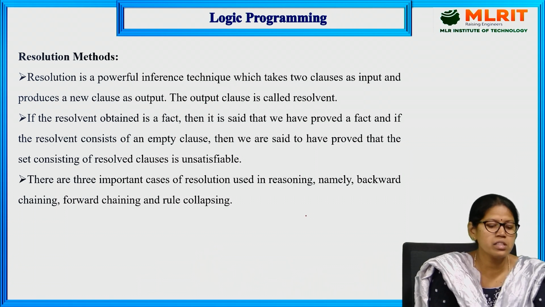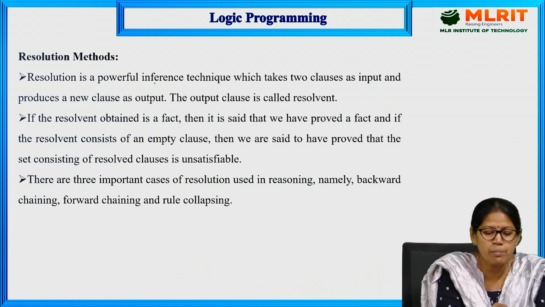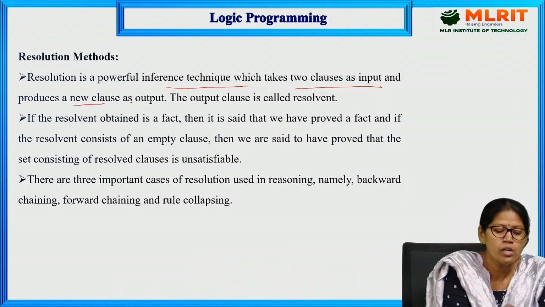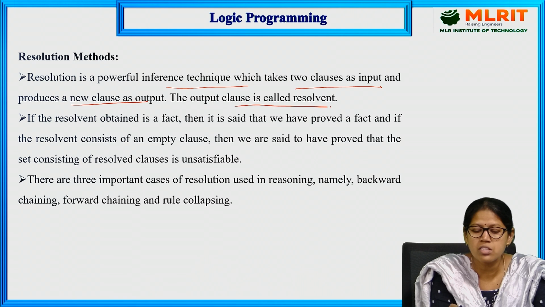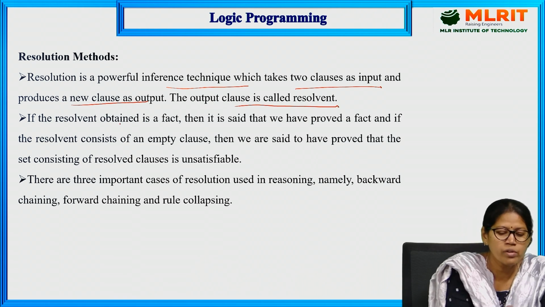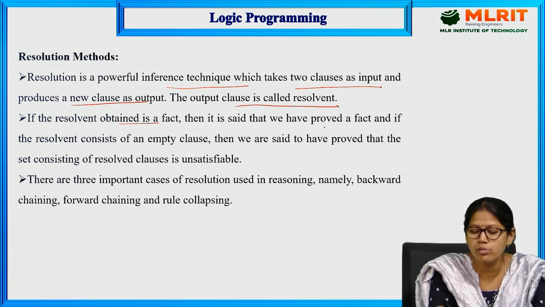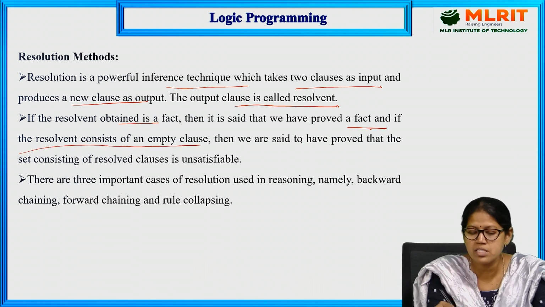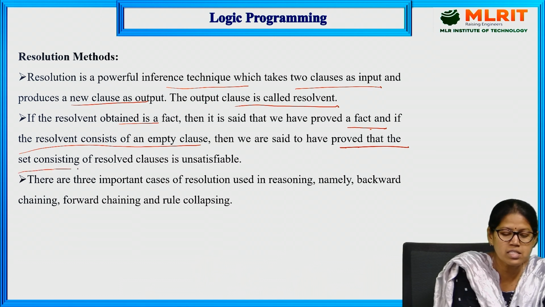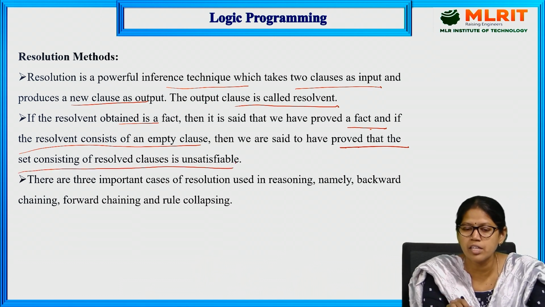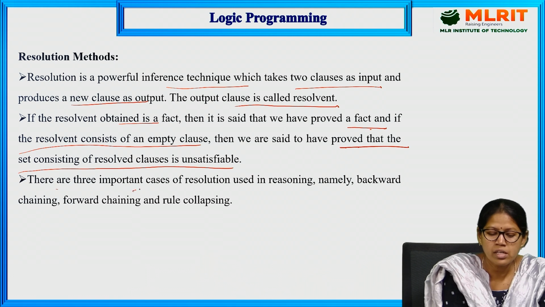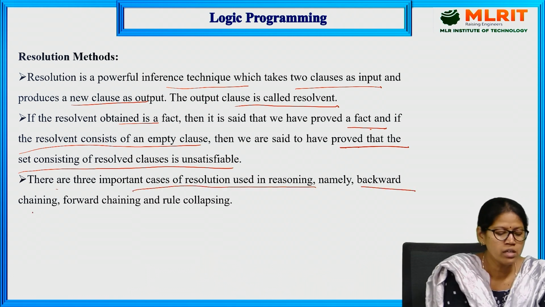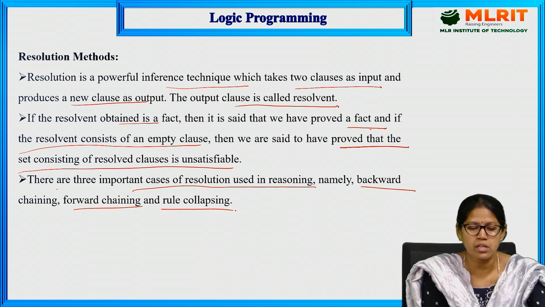Okay, let's see the resolution methods. Resolution is a powerful inference technique which takes two clauses as input and gives a new clause as the output. The output clause is called a resolvent. If the resolvent obtained is a fact, then we have proved a fact. And if the resolvent is an empty clause, then we have proved that the set of resolved clauses is unsatisfiable. There are three important cases of resolution used in reasoning: backward chaining, forward chaining, and rule collapsing. Let's see them one by one.